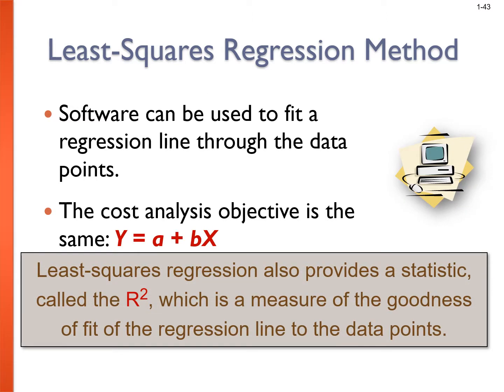And like I said, software is usually used to fit a regression line through the data points. And the cost analysis objective is the same, y equals a plus bx. So you would enter the data that you have, for instance, how many hours and total costs for your maintenance people, into a software program and compute the least squares. And that will produce what's called R2, which is a measure of the goodness of fit of the regression line. So it's telling you how well your data forms a straight line so that you can keep extending that straight line to get good data about your mixed costs.